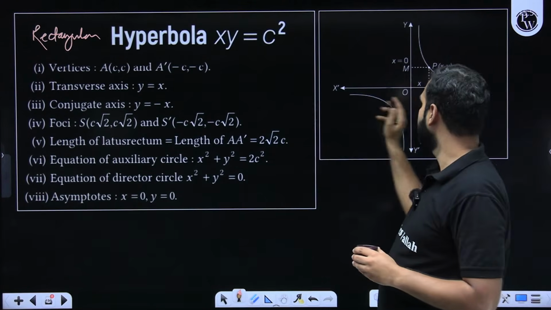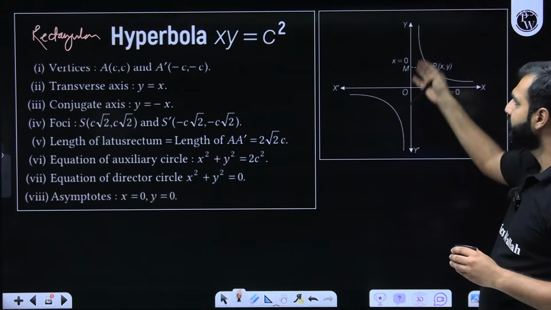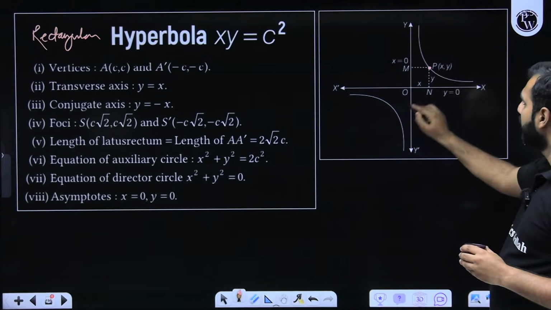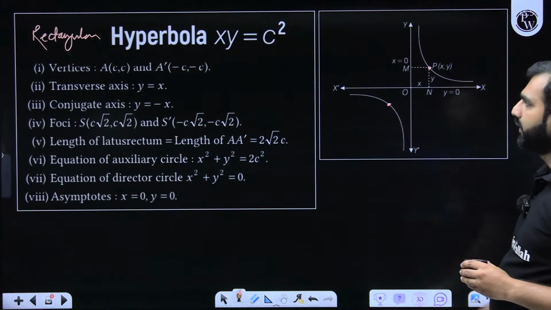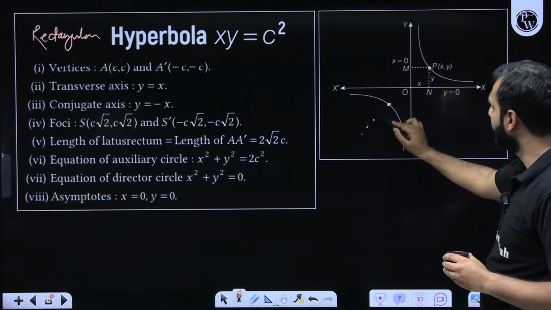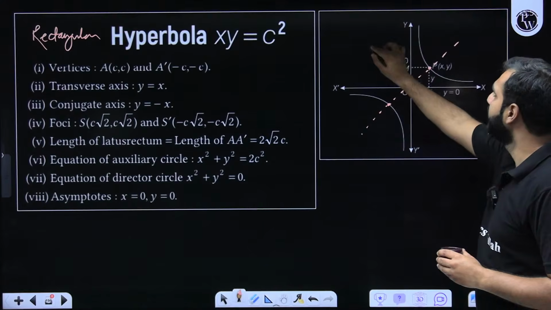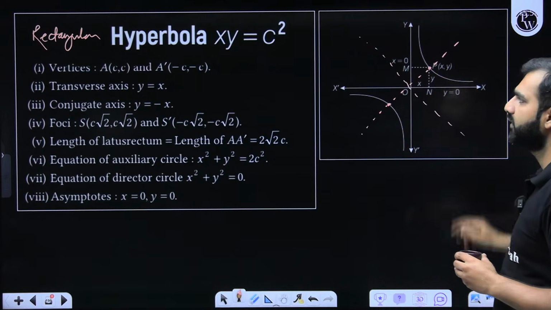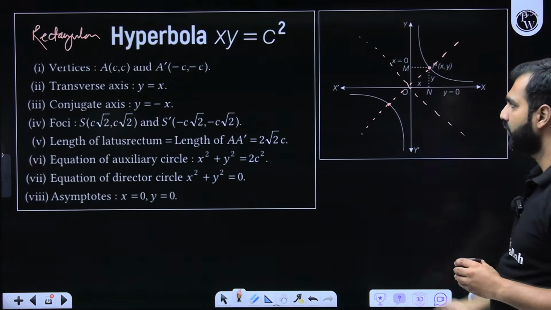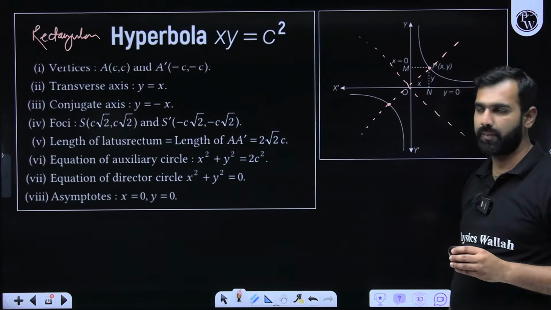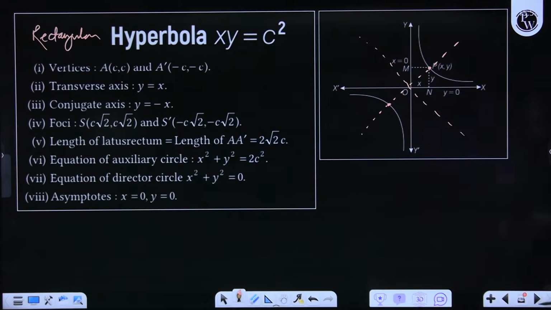It of course has its center at the origin, but its vertices are c comma c and minus c comma minus c. This line here, y equals x, is the transverse axis, and this line y equals minus x here is the conjugate axis. Of course, a lot of other details are there about this hyperbola. Did you get that part?